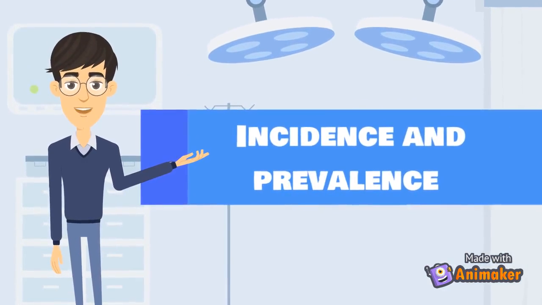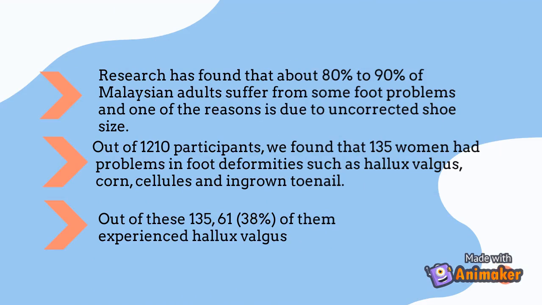Incidence and prevalence. Research has found that about 18 to 19% of Malaysian adults suffer from some foot problems, and one of the reasons is uncorrected shoe size. Out of 1,210 participants, 135 women were found to have foot deformities such as Hallux valgus, bunions and ingrown toenail. Out of these, 38% of them experienced Hallux valgus.